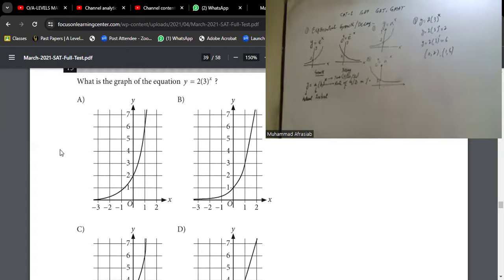For this first graph, at 0 it is 2 and for 1 it is 6. So that is the true graph of this. So the solution of this problem is choice A. The rest of the graphs are not true according to this figure.